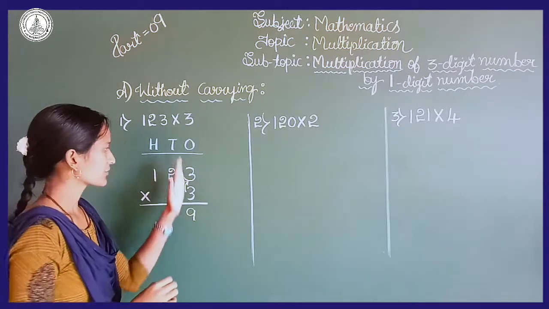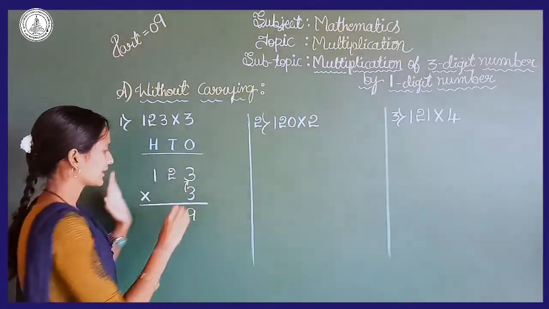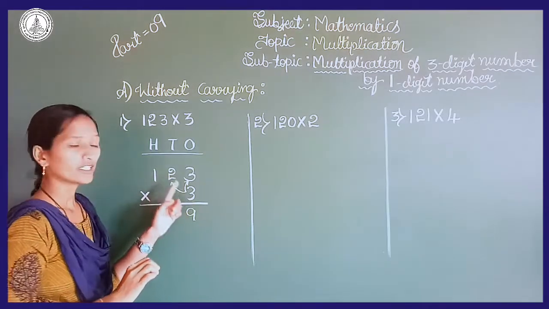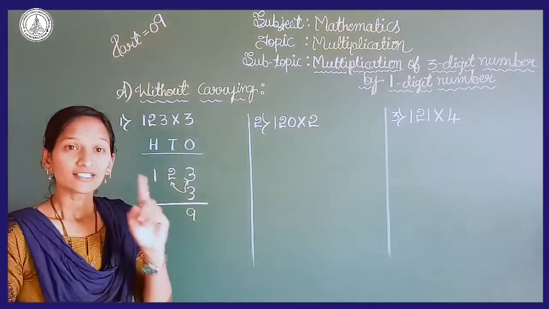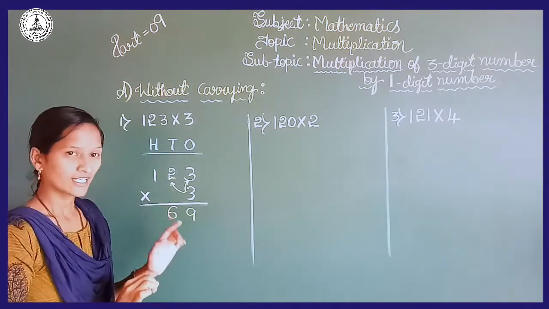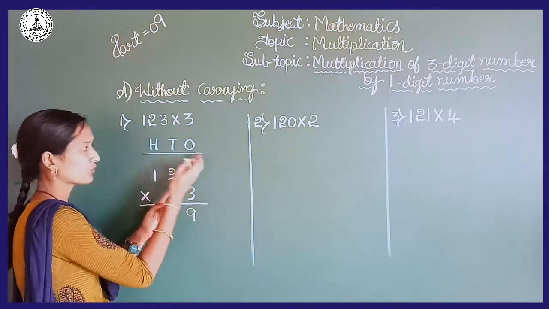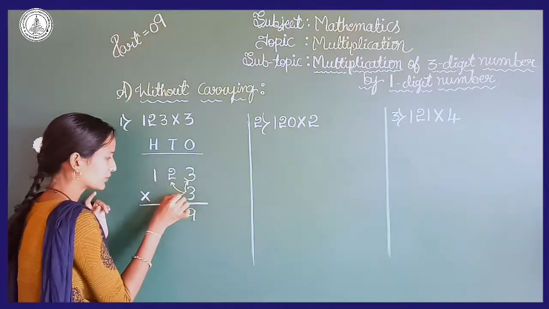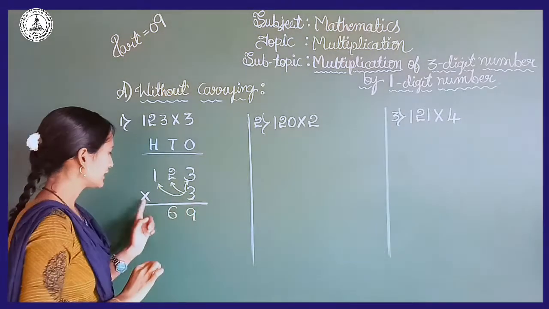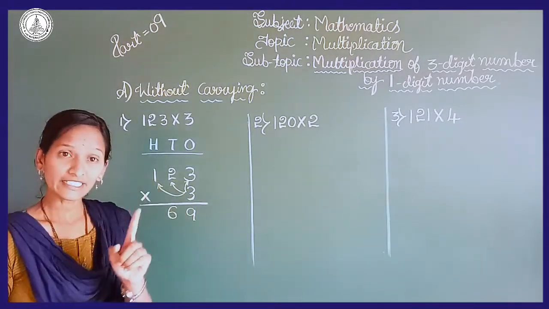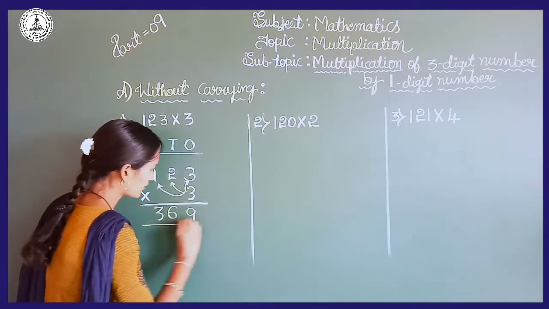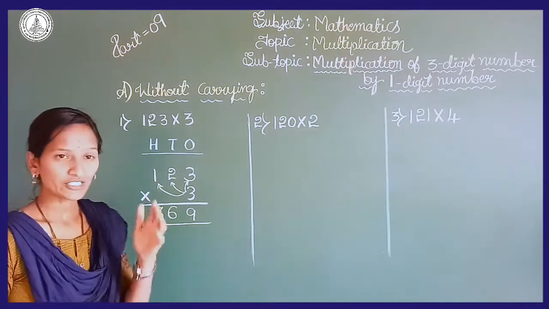The next, we finished the ones column, move to the tens column. 3 twos, 3 into 2. 3 twos are 6. So write down under the column of tens. The next, we finished ones and tens. Now I will move to the hundreds column. That is 3 into 1. It is 3 itself. So write down here 3 under the column of hundreds. So which is our product?